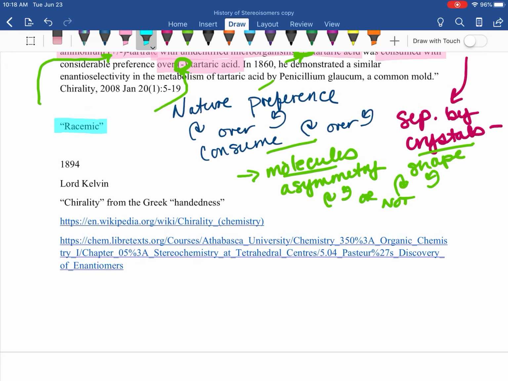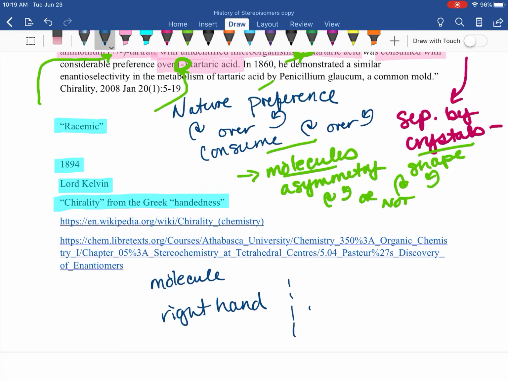Okay, so then as we work our way through, in the late 1800s, Lord Kelvin of the temperature Kelvin came up with this idea of chirality, meaning from the Greek term for handedness. So what if you have a molecule that's like a right hand and a left hand?